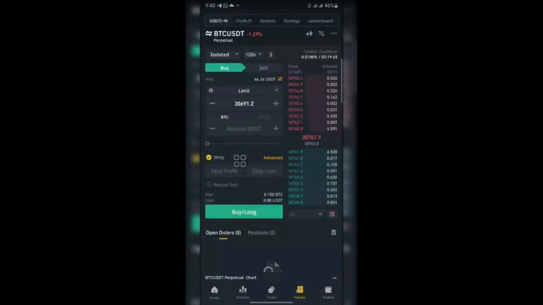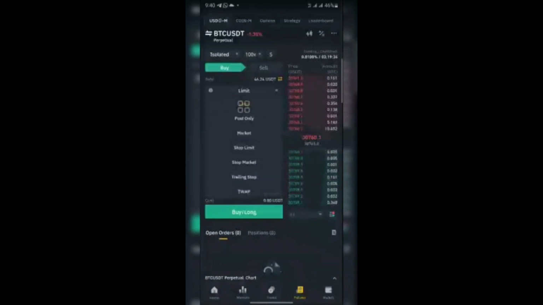Now we get to this place. They put limits. So can you see one small arrow there? Click on it. So this has limit, post only, market, spot, everything. What you are concerned about is just limits and markets. It's just limits and markets that you are concerned about.